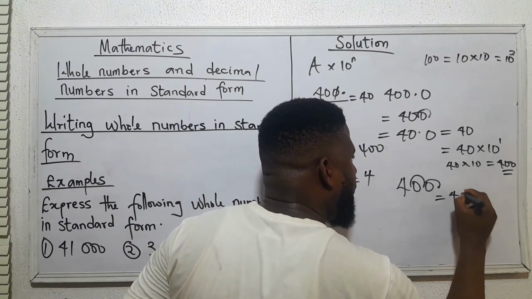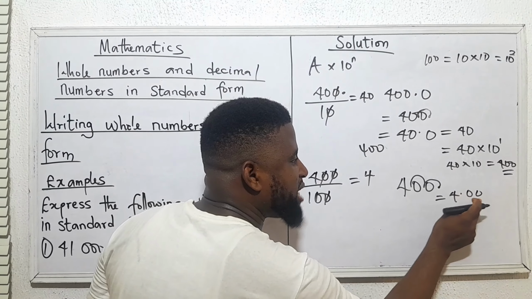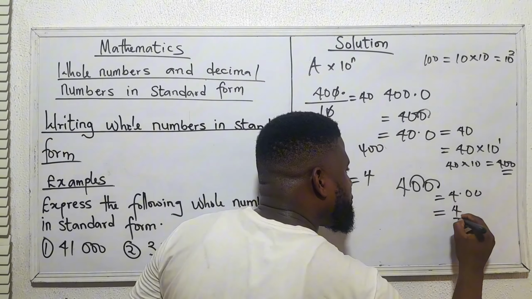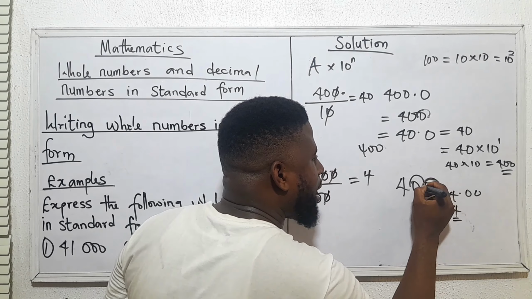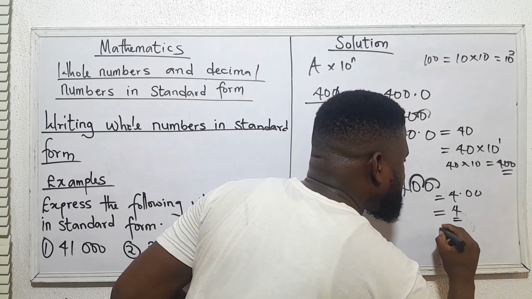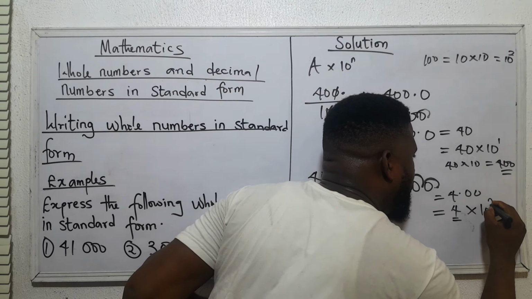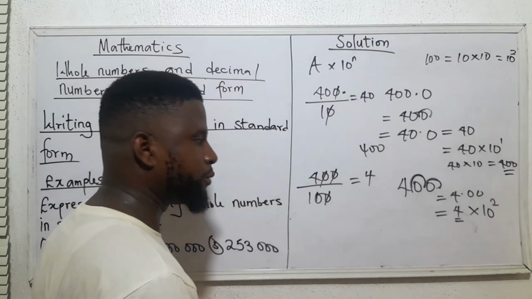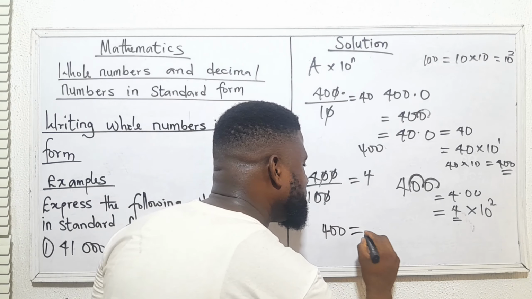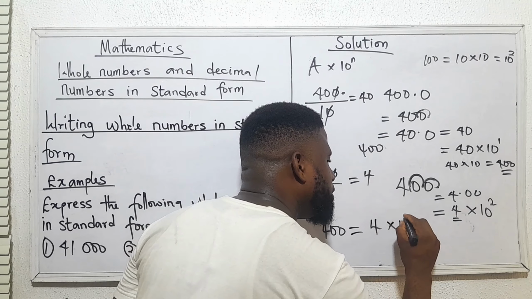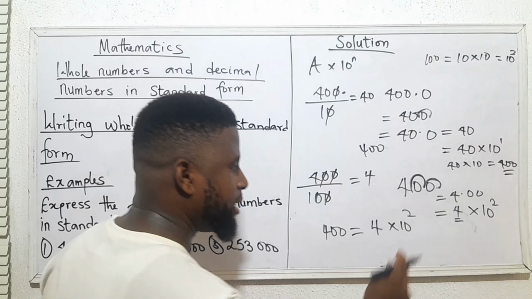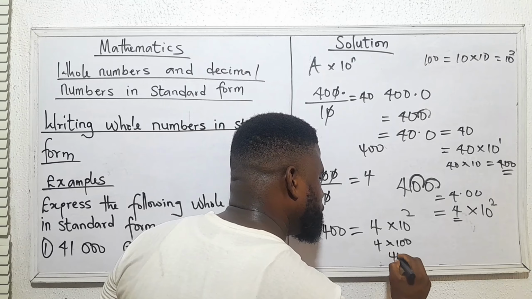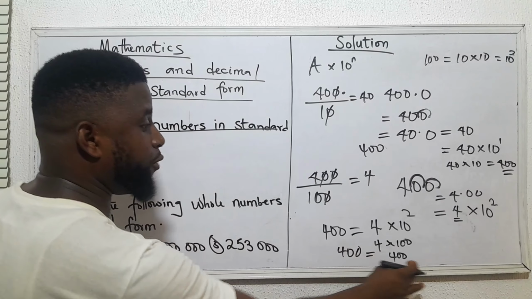This gives me 4.00. Because zeros after the decimal point are inconsequential, it is the same thing as 4. Because I shifted the place of the decimal point backward 2 times, it's the same thing as 4 times 10 raised to power 2, the number of times I shifted the decimal point backward. So 400 is the same thing as 4 times 10 raised to power 2. 10 raised to power 2 is 100, and 4 times 100 is 400. So 400 is the same thing as 400.